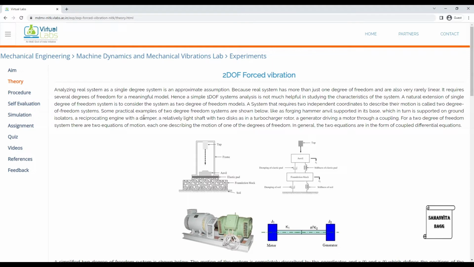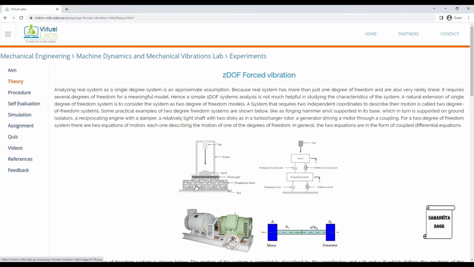Some practical examples of 2 degree of freedom systems are shown below, like a forging hammer anvil supported on its base. You can see here, this is the actual figure and this is a 2D figure drawn here. This is the anvil which is supported in this frame. There is an elastic pad attached here, obviously for absorbing the vibration caused by the falling of an object on the anvil. Below that, there is a foundation block, and finally there is soil.